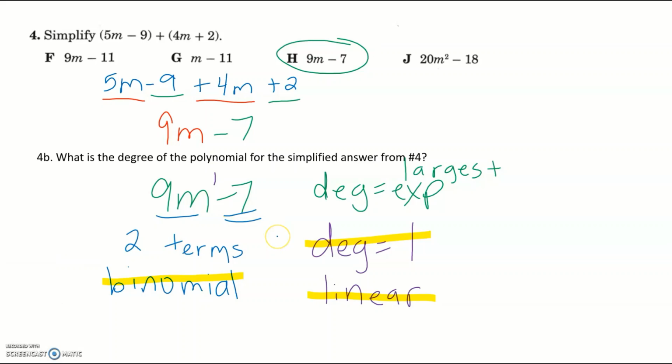There is constant when it's a degree of 0, linear a degree of 1, quadratic a degree of 2, and cubic a degree of 3. And then you can also do binomial when it's 2 terms, monomial when it's 1 term, trinomial when it's 3 terms, or polynomial just for any number of terms.